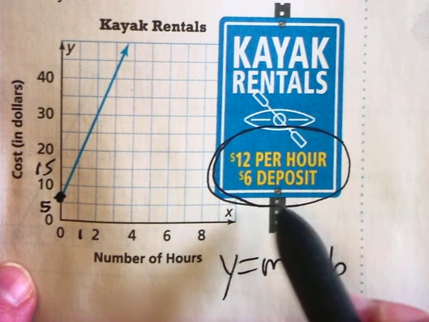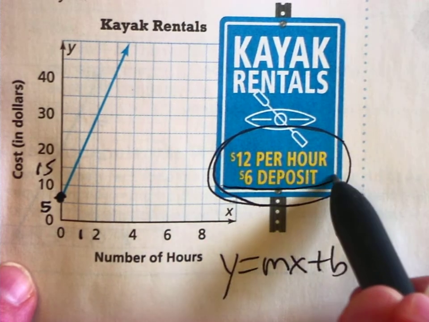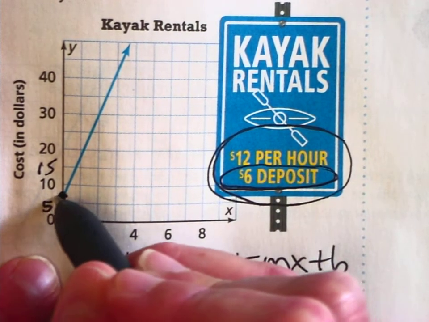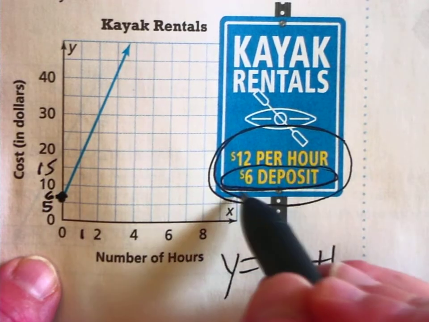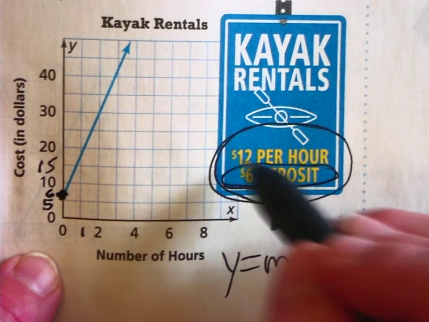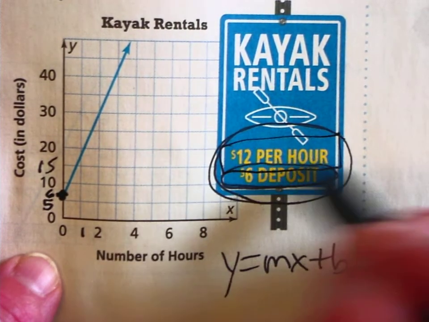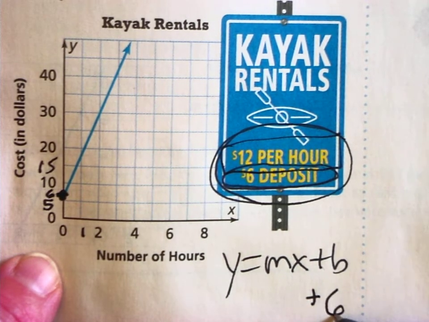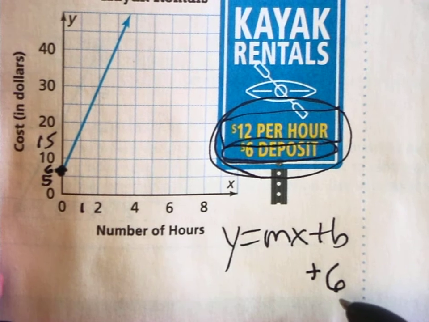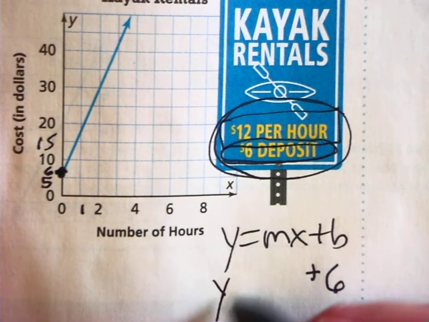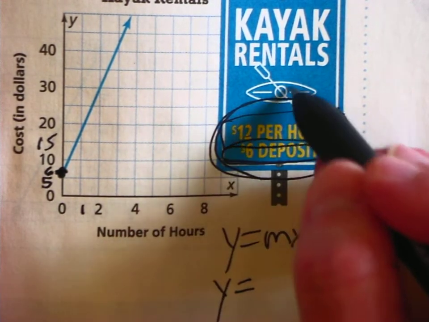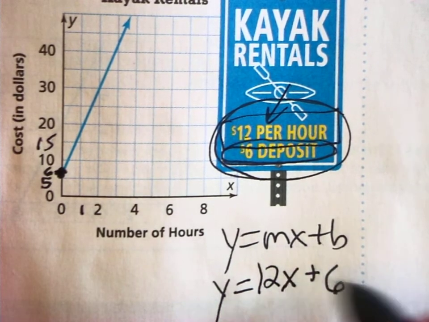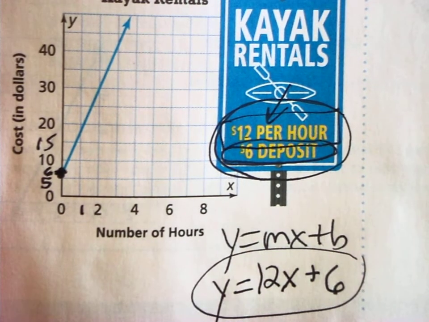So you have to pay $6 up front. That's where your cost starts, a $6 deposit. So that is actually at 6 right there. You have to pay $6 up front and then $12 per hour. That part is your slope, your rate of change. So you have to pay $6 up front. That's your initial fee, initial value. And then you pay $12 per hour. That is the number happening over and over and over. 12 every hour, 12 every hour. So there's your equation for that.